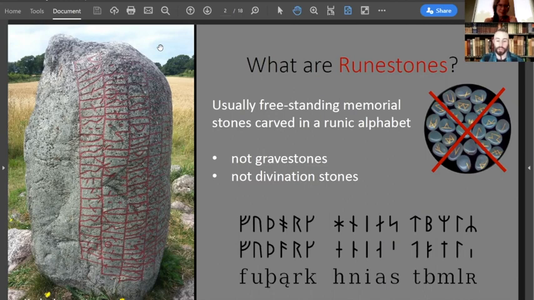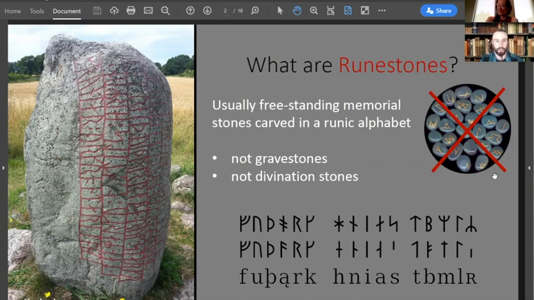Runestones are mostly memorial stones for deceased ancestors, but they are not gravestones, so they're not associated with the grave of the person that they're commemorating. And they're also not these small stones with individual runes carved into them that you see on the right here, that some people use for divination purposes these days. This is pretty much a modern phenomenon, so we're not really talking about that here.